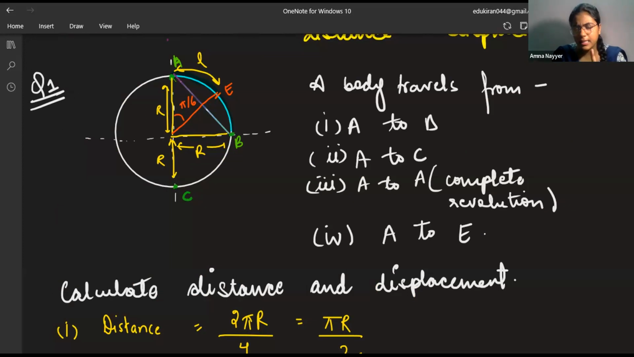One more question I'll discuss with you regarding distance and displacement. Then we'll start directly with speed and velocity. We'll start with the next topic. Fine, just note down this one more question.